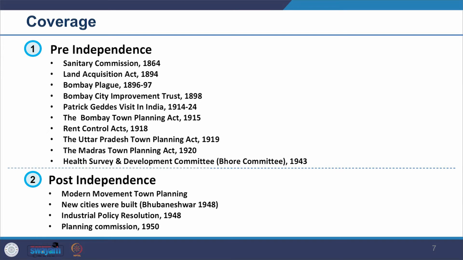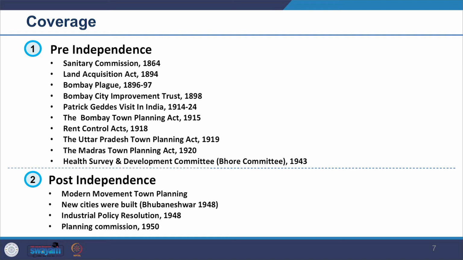The pre-independence acts, which we shall briefly review, would include the Sanitary Commission, Land Acquisition Act, also the Bombay City Improvement Act, as well as Patrick Geddes' visit in India. We'll also look at the Bombay Town Planning Act, Rent Control Act, Uttar Pradesh Town Planning Act, and the Health Survey and Development Committee.